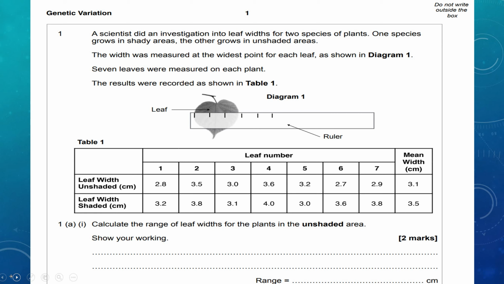So the first question says, calculate the range of leaf widths for the plants in the unshaded area. So this is our unshaded area. We've got our data here, and you need to know what the definition of range is. That's cross-curricular. You come across that in maths as well as in science. It's worth 2 marks, and it also says show your working, so make sure you do that.